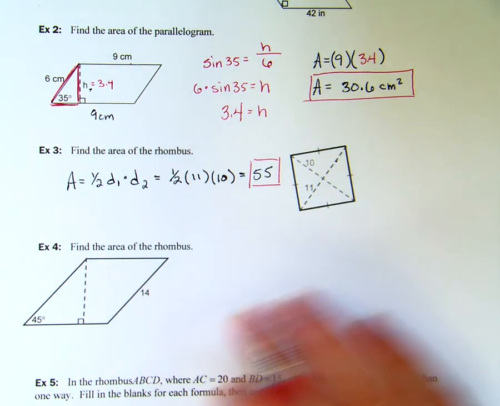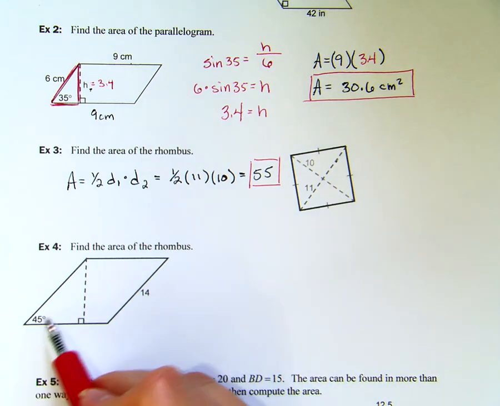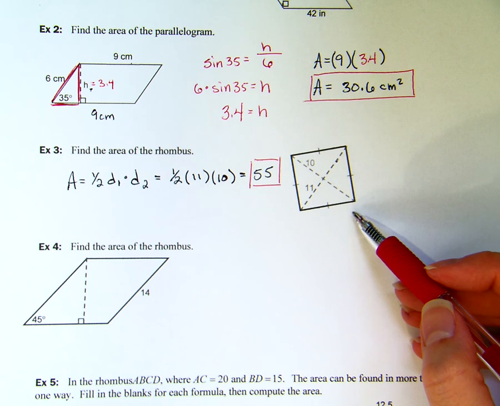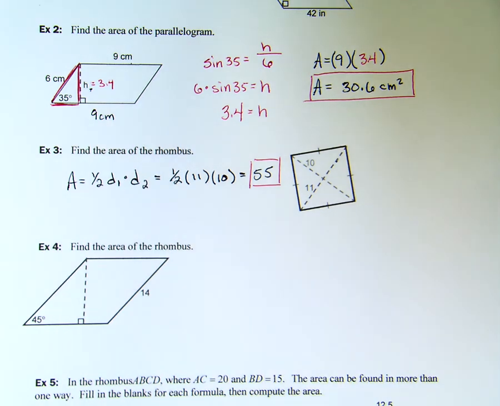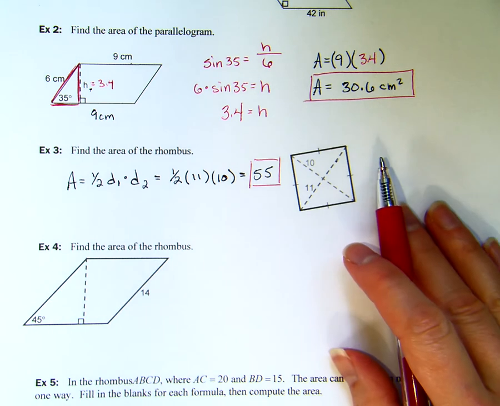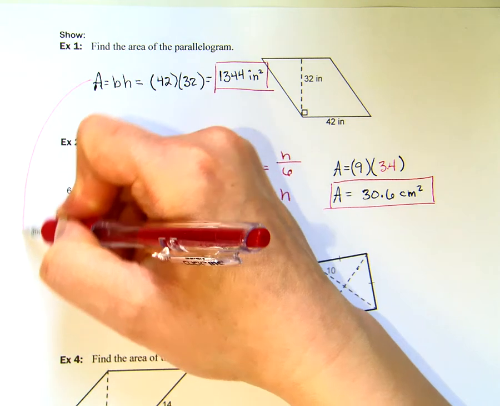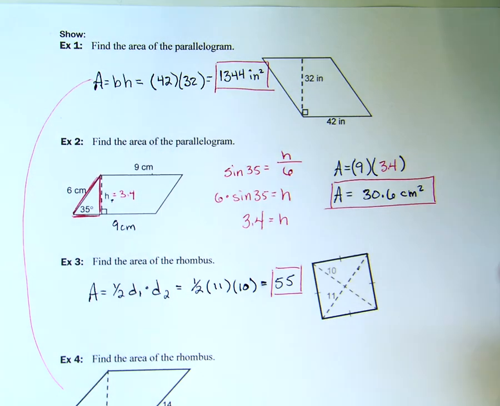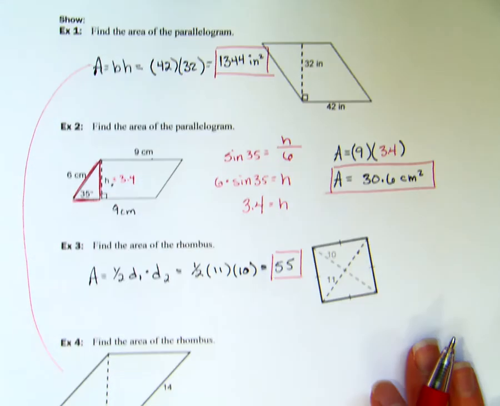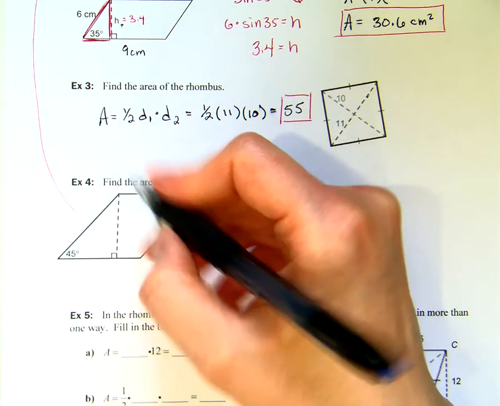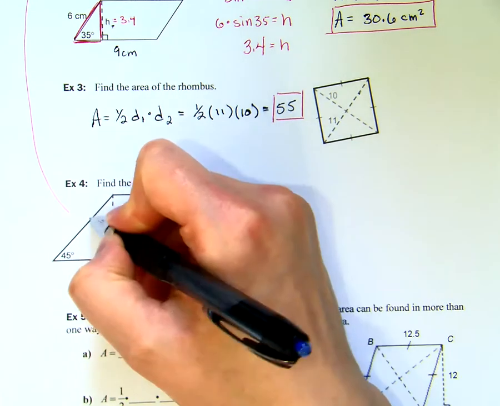Example 4. This one is also a rhombus, but notice we aren't given the diagonals on this one. So this formula, d1 times d2 times 1/2, is not going to be as useful for us. But do recall that a rhombus is in fact a parallelogram. So we can use this formula, b times h. We simply need to figure out what is the base and what is the height. Well, since a rhombus has all of its sides congruent, we know that this 14 is going to be the base length.